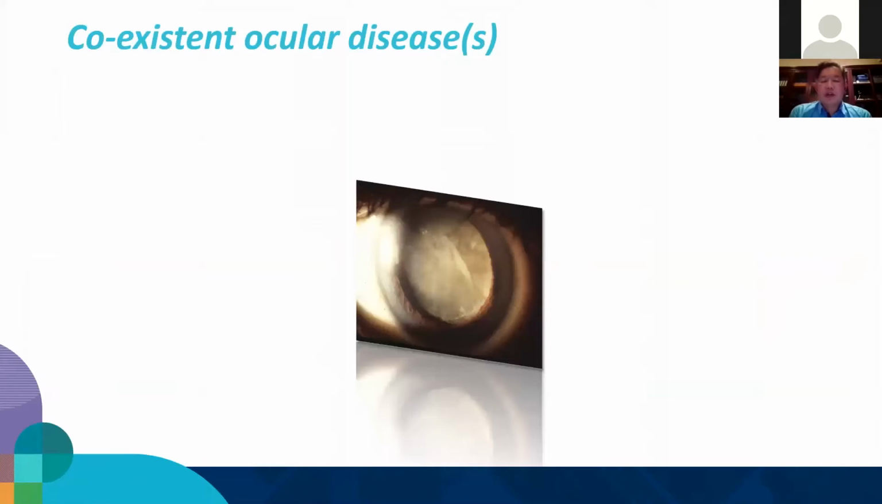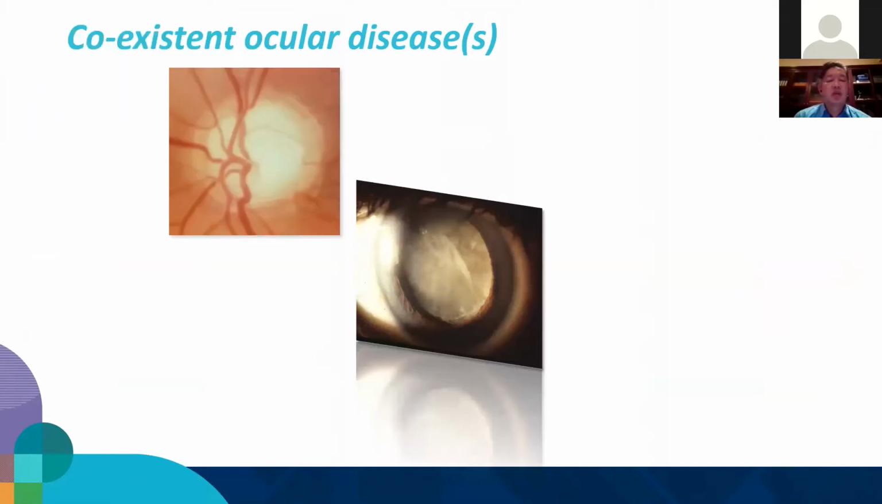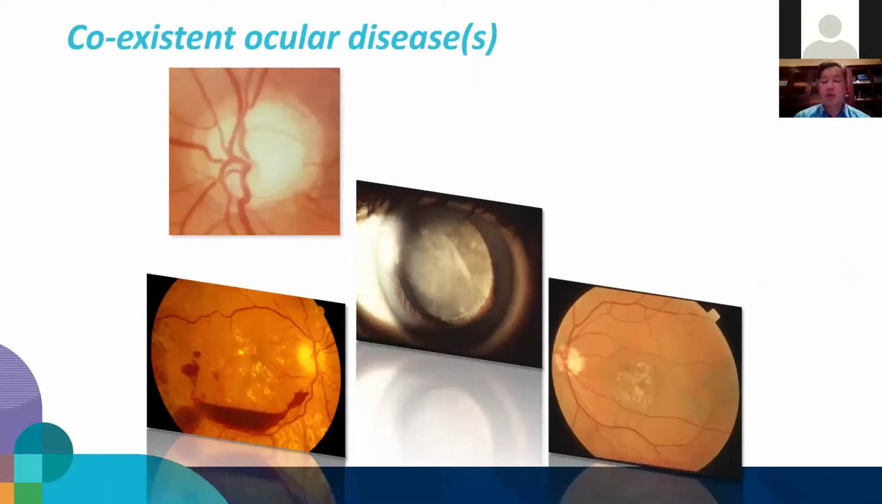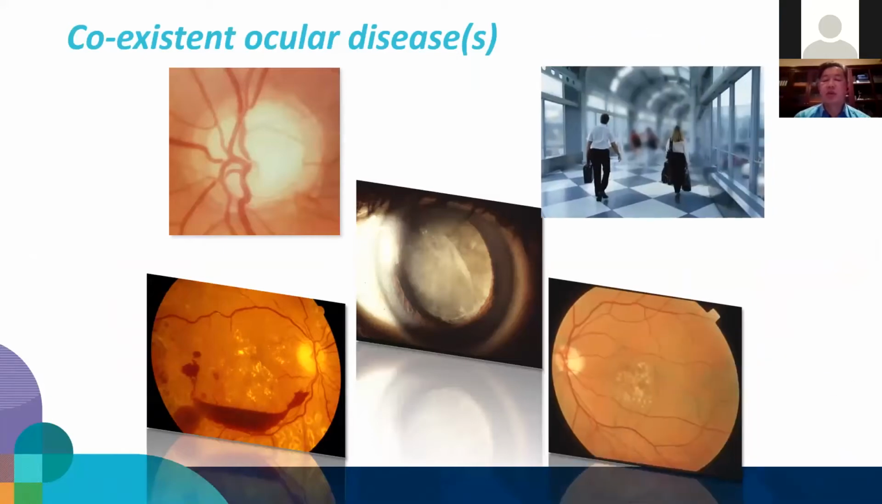So, funny enough, the diseases that I'm going to talk about tonight make up about 80% of visual problems in the world. Obviously, the most common is cataract, but we also have glaucoma, diabetic retinopathy, macular degeneration, and refractive error.